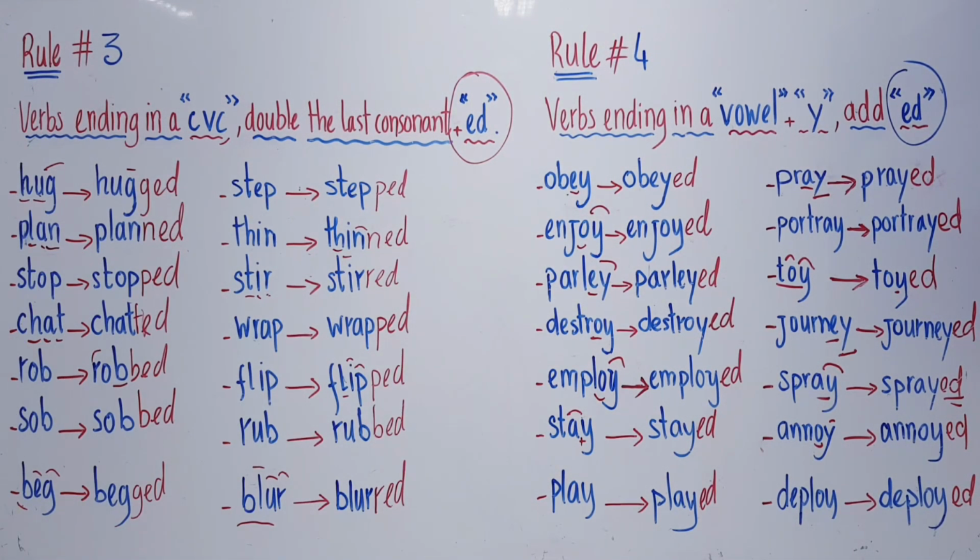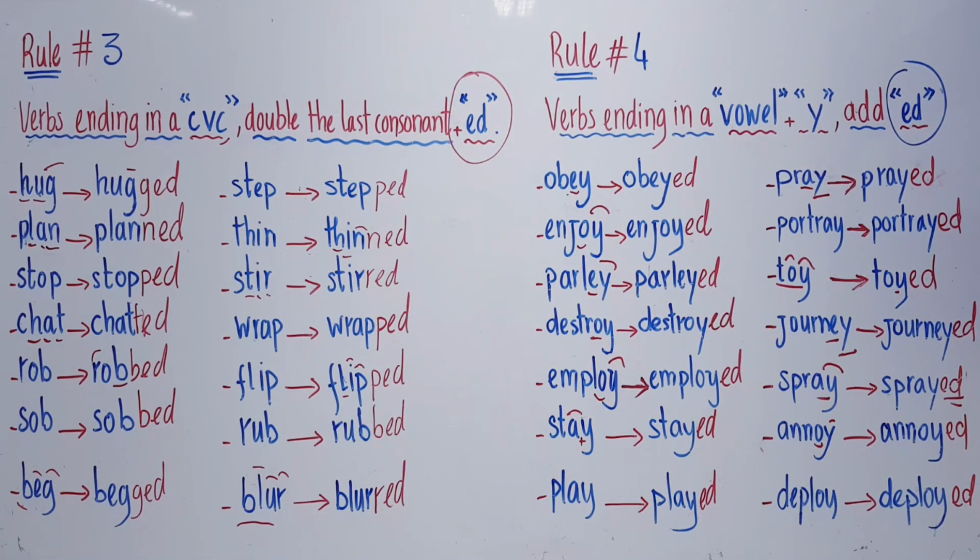Now, let's go to the other examples. Pray, A is a vowel, letter Y. So there is no change, right? Only plus ed, we have prayed. Portray, so we have got ed at the end. Portrayed. Toy, O is a vowel, Y is the letter Y. That's why we do not change anything, adding only ed at the end of the verb.